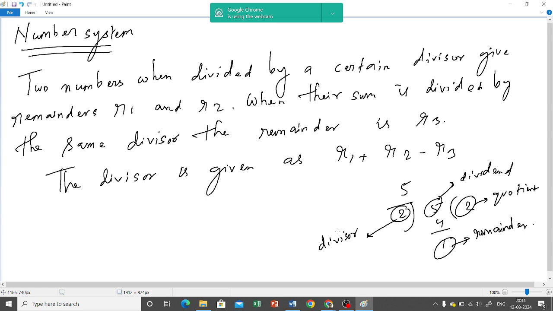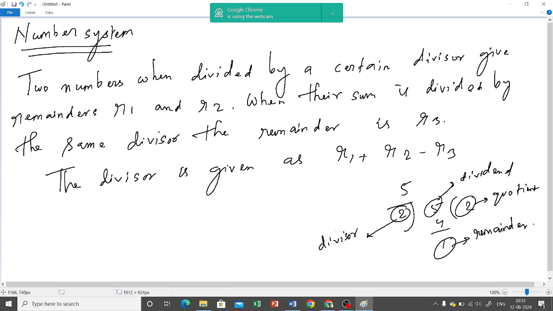Last time, in the first class, we discussed a few rules. This is an addition to that. Write down this problem: two numbers when divided by a certain divisor. After you have copied this, let me know.